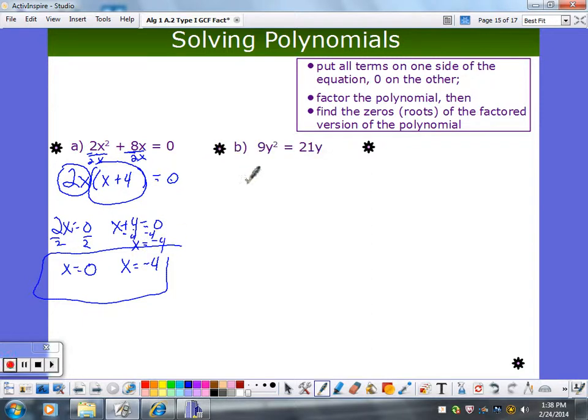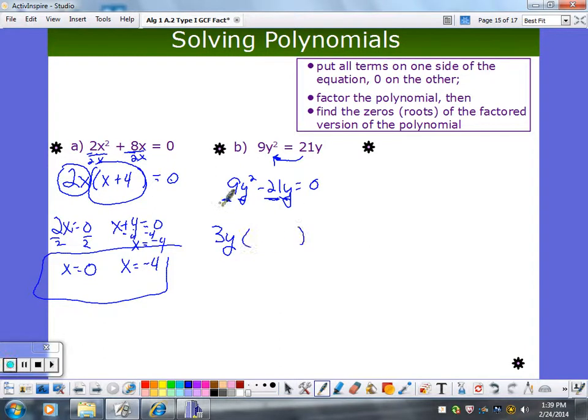Let's try another one. Okay, now I don't have a 0 on one side. How do I get it to be on one side? Subtract it on over there. So that's what I mean by all variables on one side, 0 on the other. Then we factor. Do I have a greatest common factor? Well, let's look at 9 and 21. Is there a greatest common factor? Yes? 3. How about y squared and y?